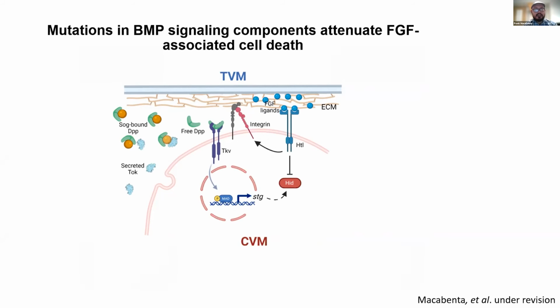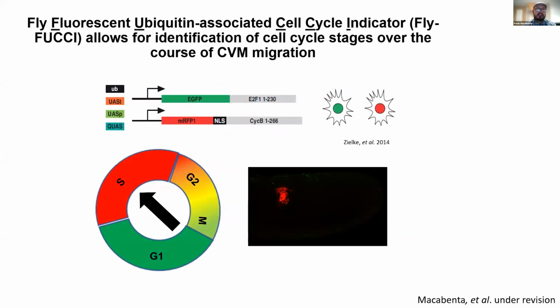So CVM-expressed TOC cleaves SOG inhibitor, thus freeing DPP ligand for activation of the thickveins receptor, which in turn allows for activation of the string enhancer to control cell division dynamics to promote HAND expression. And we wanted to investigate the nature of this process further. And to do this, we used this fly fluorescent ubiquitin-associated cell cycle indicator, or FlyFucci, which allows us to visually track the stages of the cell cycle over the course of migration.